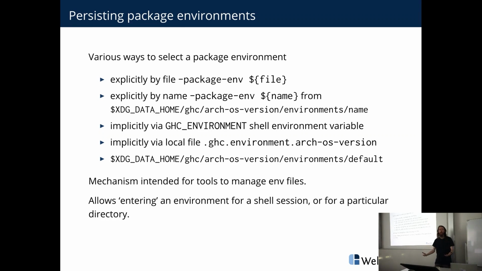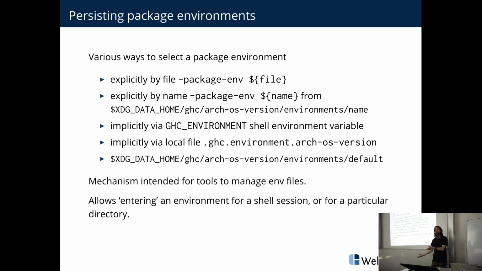And you clearly want tool support for being able to choose and modify what's there. So the mechanism that GHC provides these days is that you can specify one of these environment files on the command line by file name, or just by short name, in which case it's looked up in this environments directory. You can specify it by a shell environment variable. You can also specify it by a local file in a directory. And then there's some default.